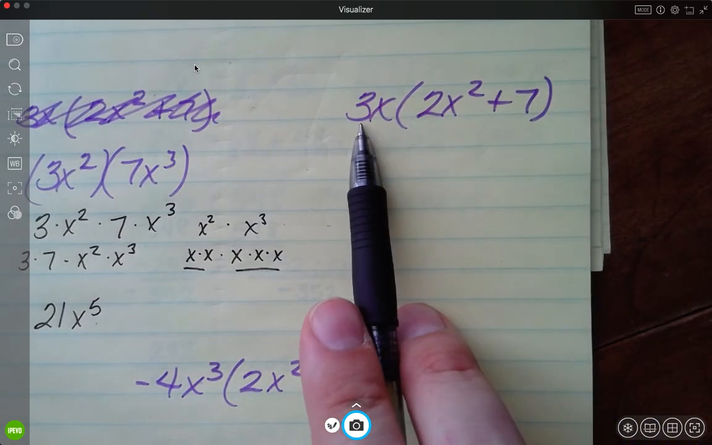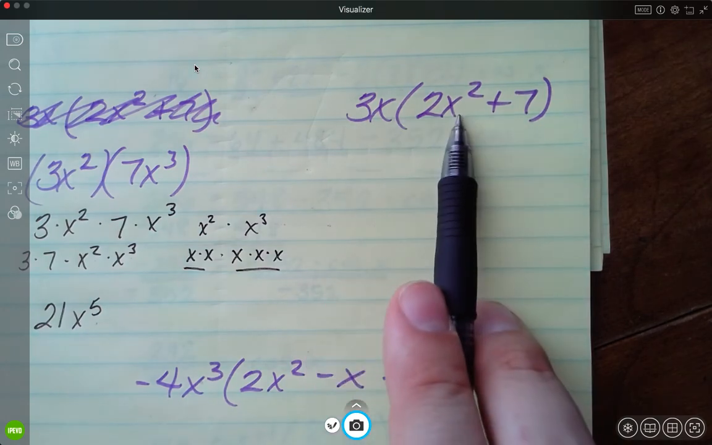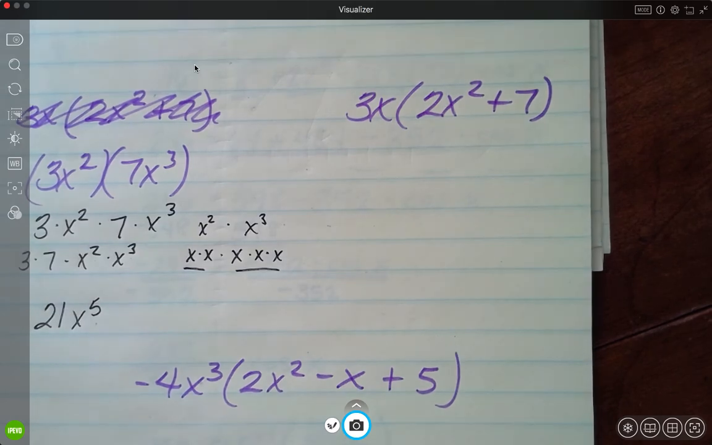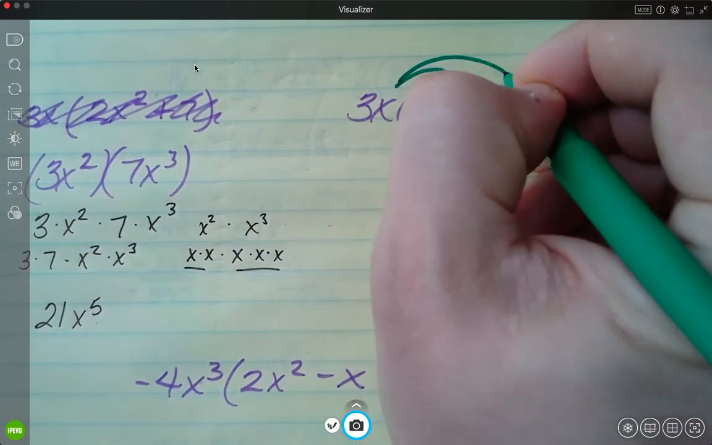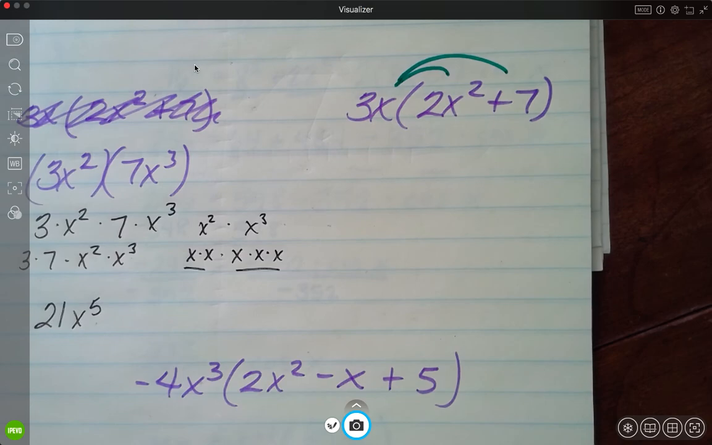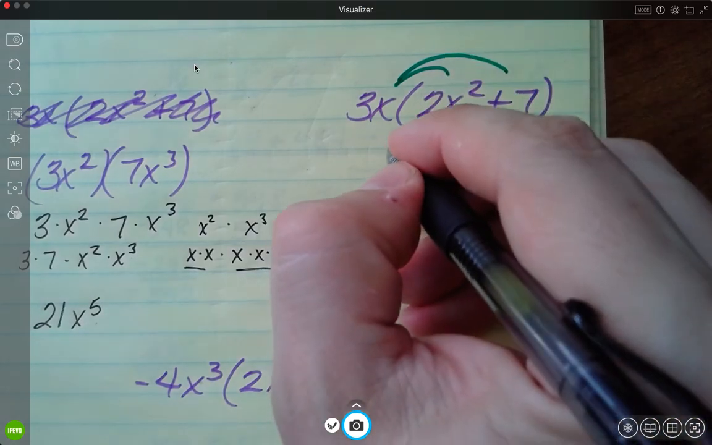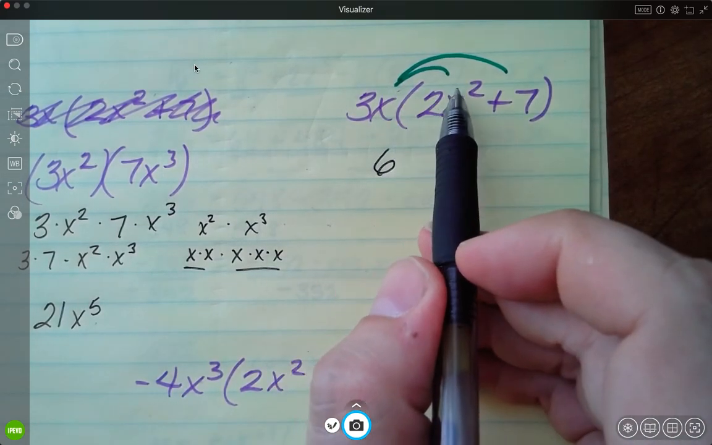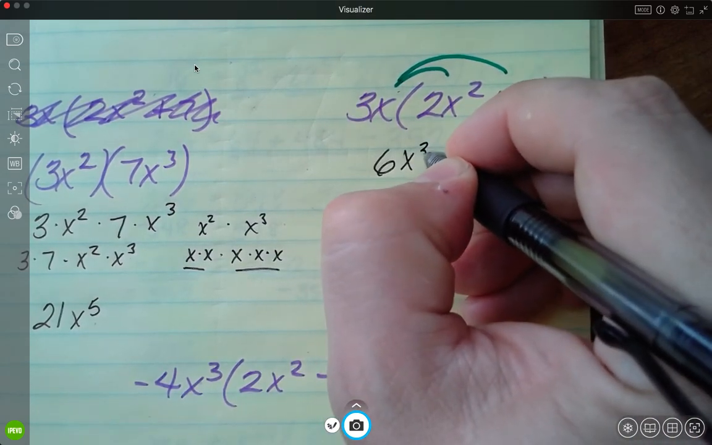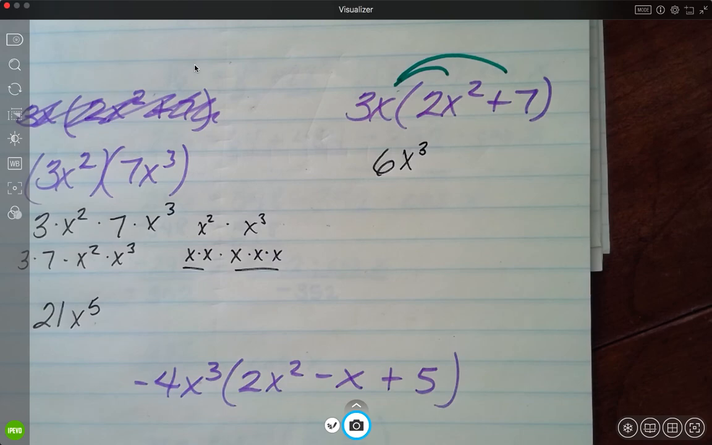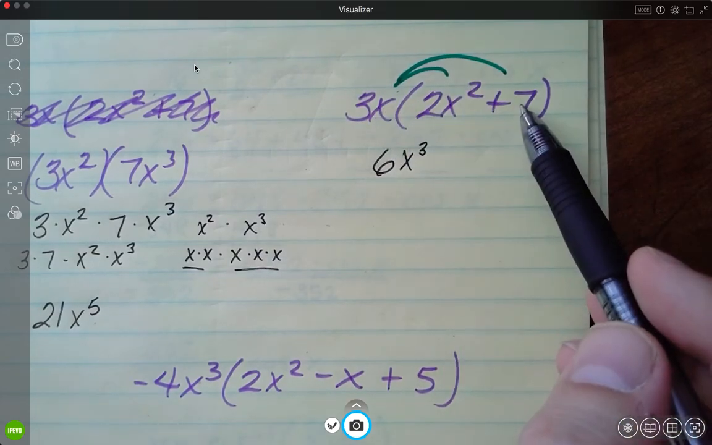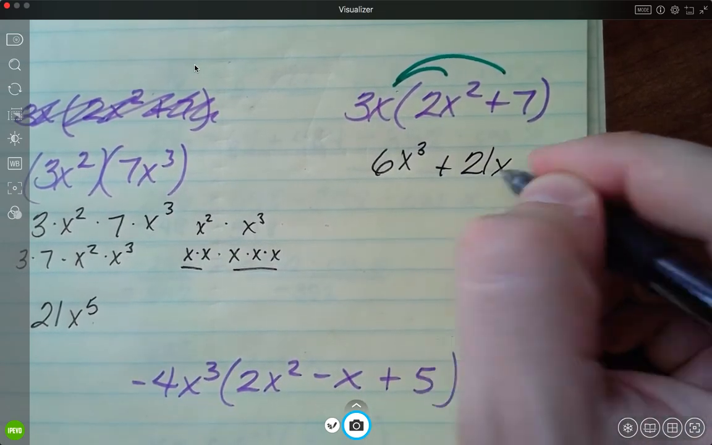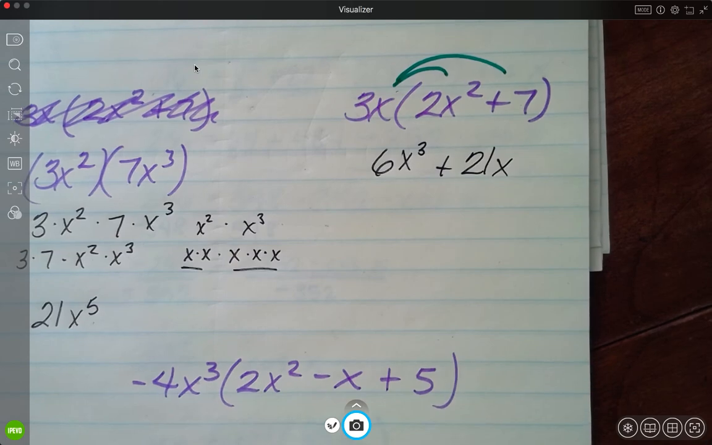Here's an example of a monomial, a one-termed polynomial, times a binomial, 2 terms. And really all we're doing is using the distributive property. So 3x times 2x squared. The 3 times the 2 is a 6. I can just multiply my coefficients together. This x has a power of 1. 1 plus 2 is x to the 3rd. Remember, I'm adding my exponents. Then I take 3x times 7. 3 times 7 is 21. And then I just have an x. Pretty straightforward. I'm not asking too much of you.